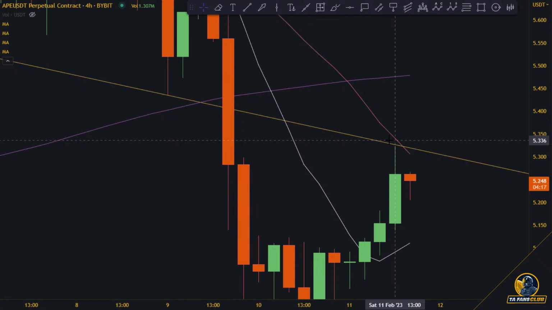Phantom is ranging along the bottom of the range and short at the top, 121x. Nice.